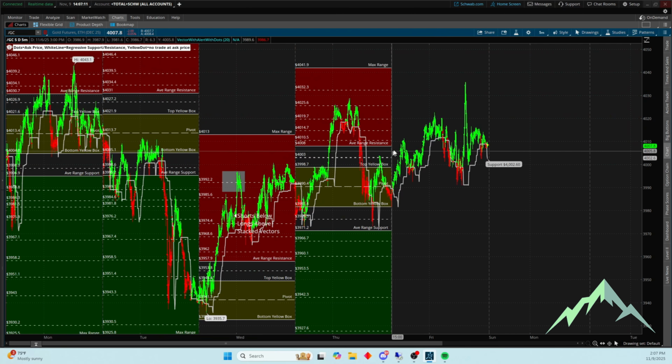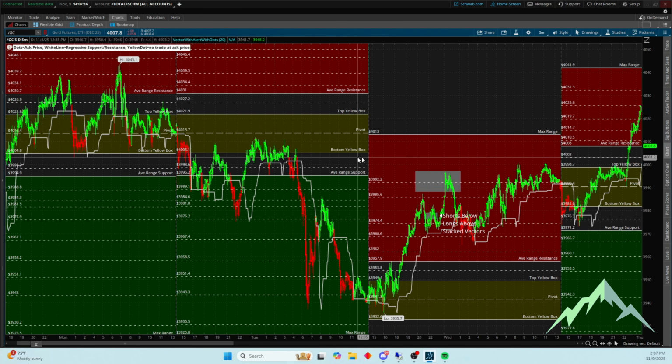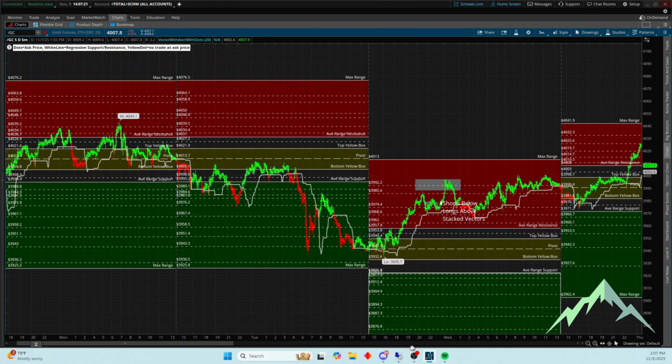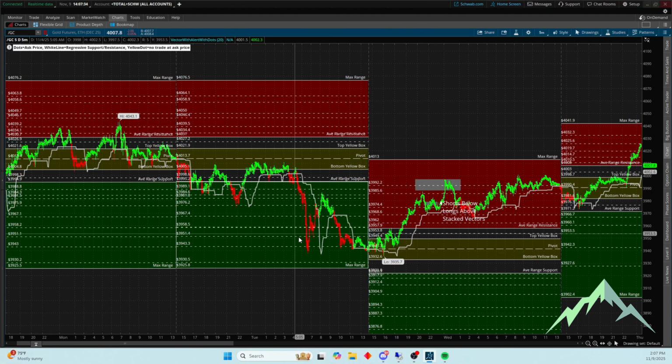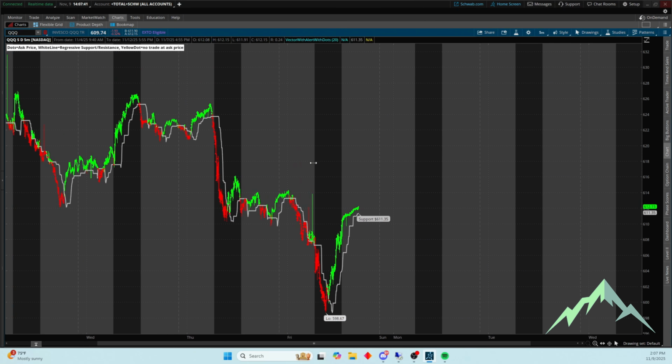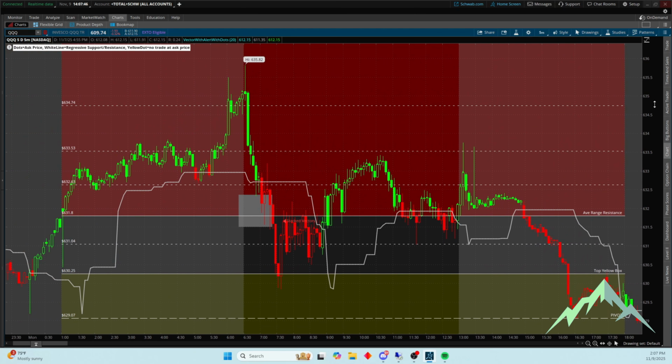Now, next up is all of these white dashed lines. So you'll see that we have top yellow box, bottom yellow box, and then our average range to each side, and then also the max range, which on this chart here is just the highest and lowest candle in each direction. So this would be max range on QQQ to the downside, and then this would be max range to the upside. Now, all these other white dashed lines, you can see there's a lot of them here, and then on QQQ there's a bit less.